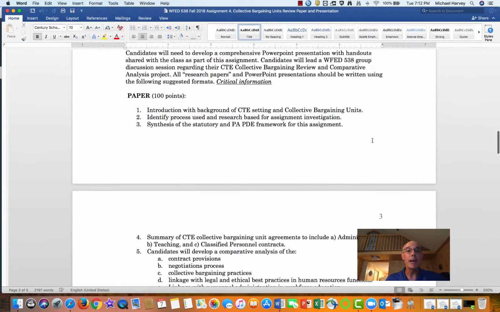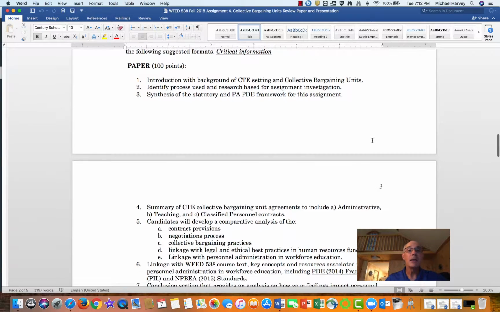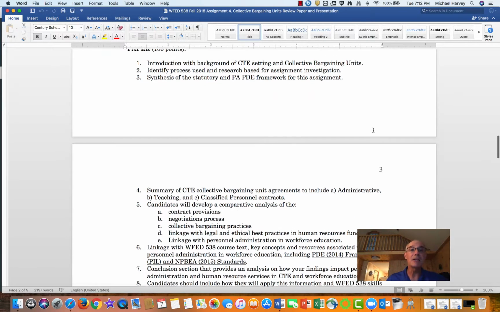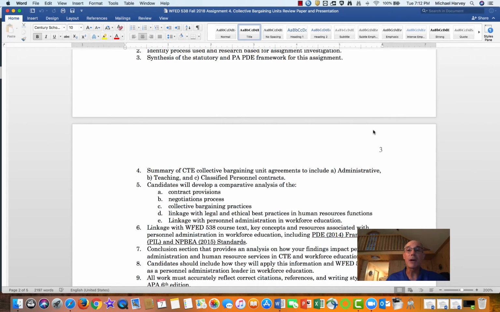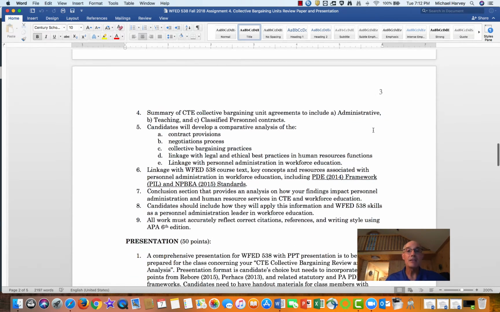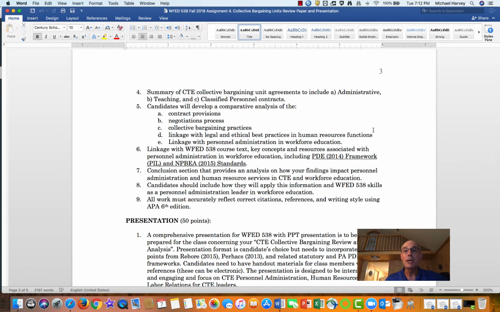In taking a look at the paper, 100 points: the introduction, background, setting, and collective bargaining unit should be the beginning, identifying the process used to do the research and investigate this information, a synthesis of the statutory and PDE frameworks for this assignment, and a summary of the collective bargaining units to include that for administrators, that for teachers, and that for classified personnel.